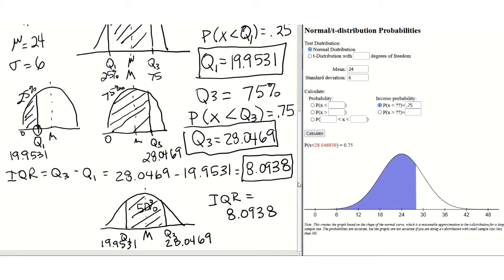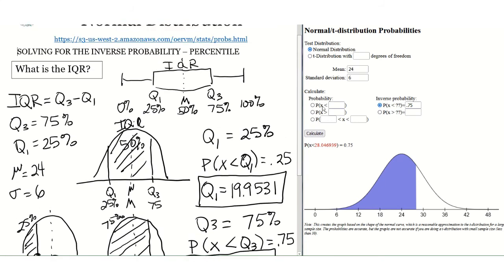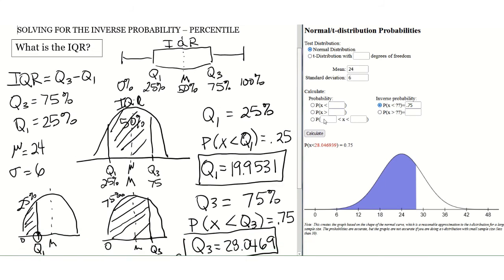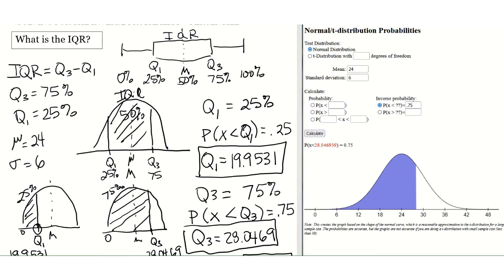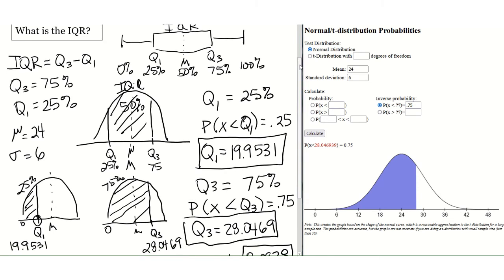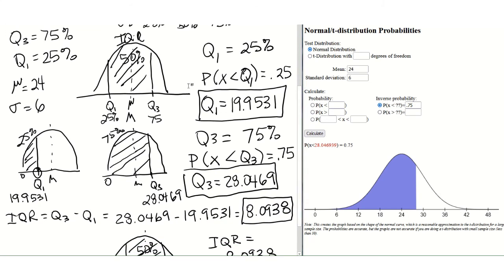So let's just review this because this problem trips up a lot of people. When you solve for the IQR, there are 3 steps to this. The first thing you need to do is solve for the first quartile. The first quartile is at 25%. So you're going to plug that into your probability calculator. And that's going to give you this point right here, where you're going to get 25%.